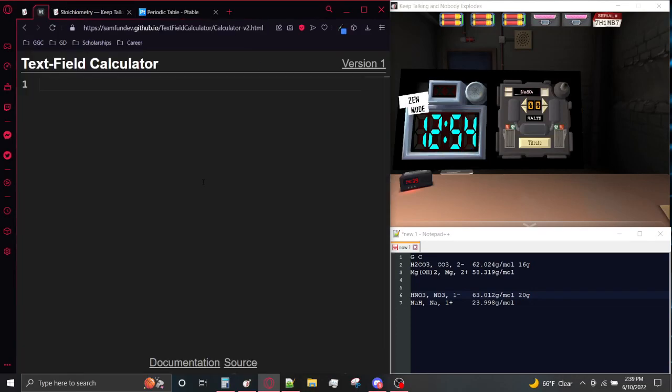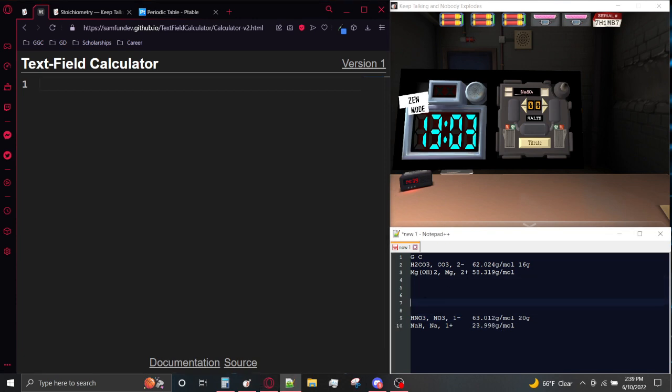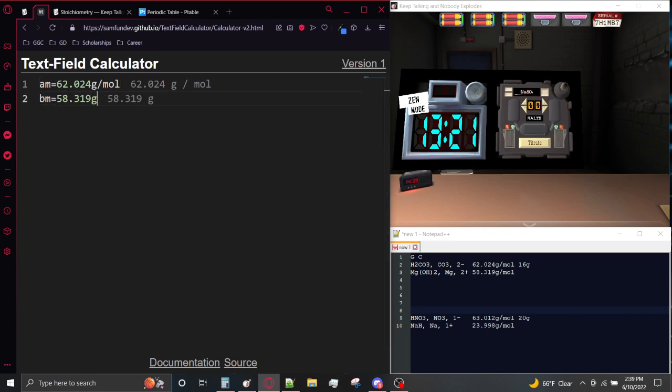So we're going to go to the textile calculator. I'm going to establish 3 variables. We have, first of all, the molar mass of the acid. I'm only going to be considering this first one right now, so we're just going to ignore this for now. So the molar mass of our first compound, the acid, is 62.024 grams per mole. The molar mass of the base is 58.319. And the grams of the acid is 16 grams.